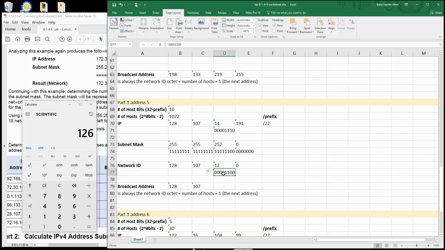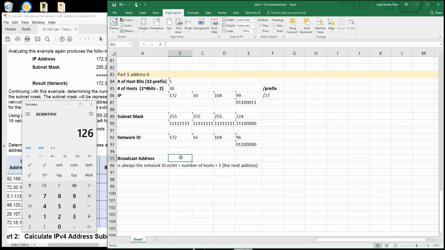Now this one is now 15. That's our broadcast, because we borrow bits. And then 255 for the 0. Now to help explain why that broadcast message is 15 for that one, if we look down here, 172, our broadcast, 16, 104, and then 96. So our broadcast message here is 127.